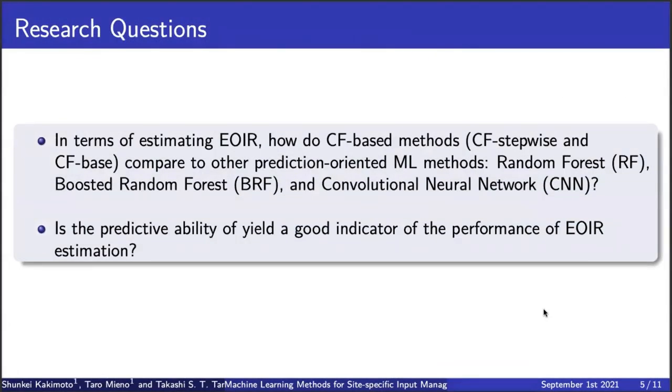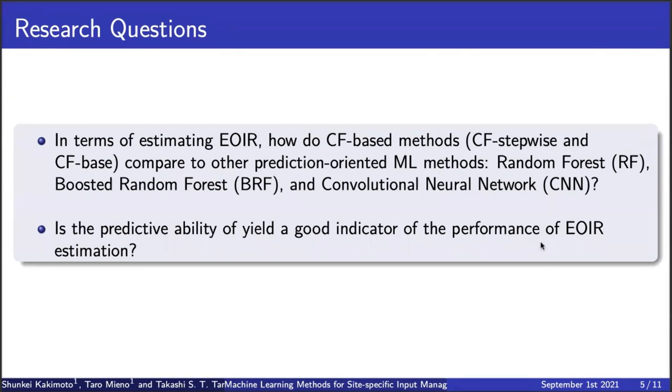Through our study, we proposed two causal forest-based methods, and we named them CF stepwise and CF-based. Using those methods, we addressed the following two research questions. The first question is, in terms of estimating EOIR, how do causal forest-based methods compare to other prediction-oriented machine learning methods? The second question is whether the predictability of yield is a good indicator of the performance of EOIR estimation.